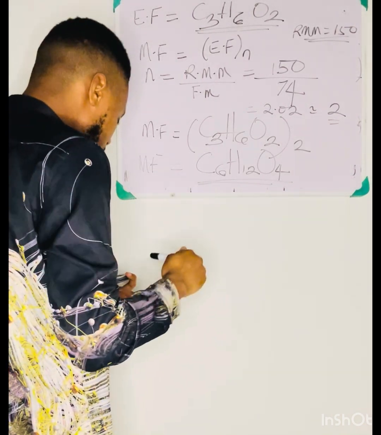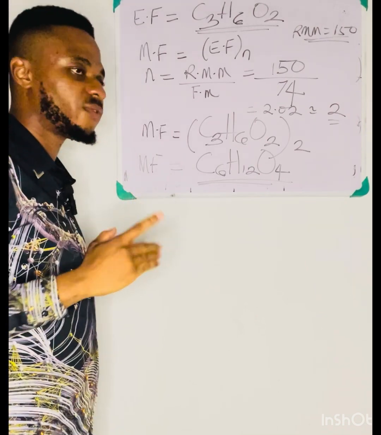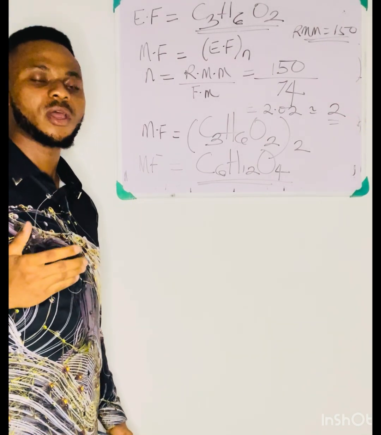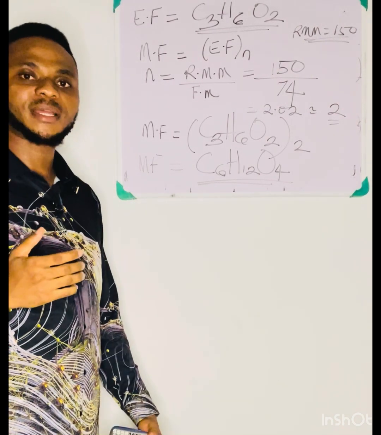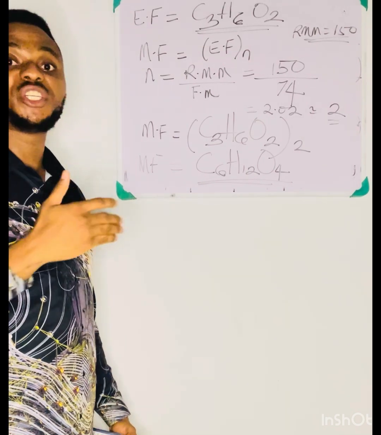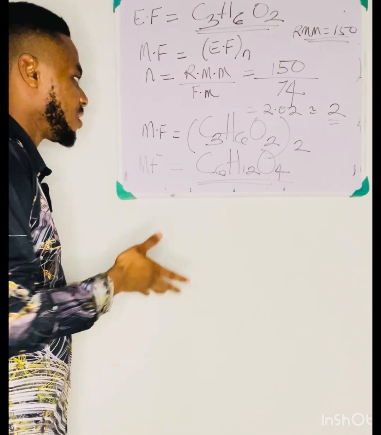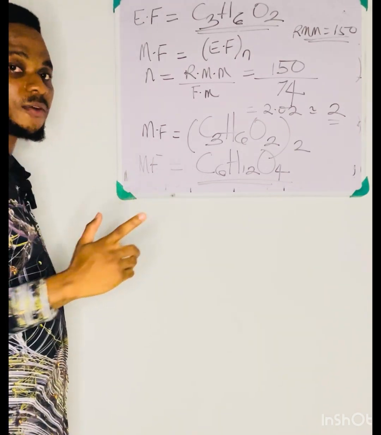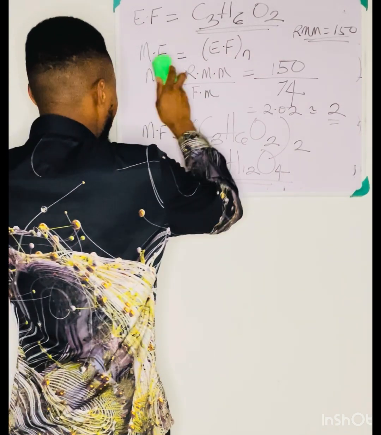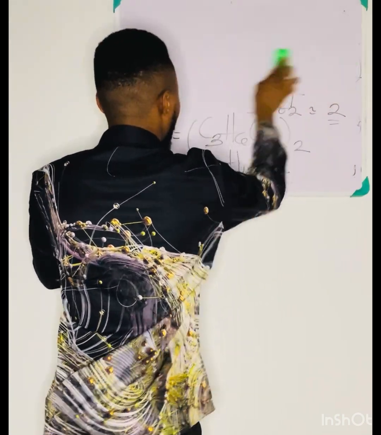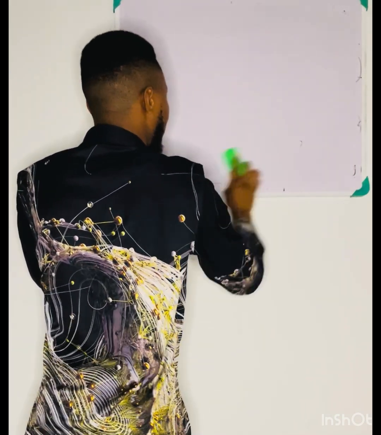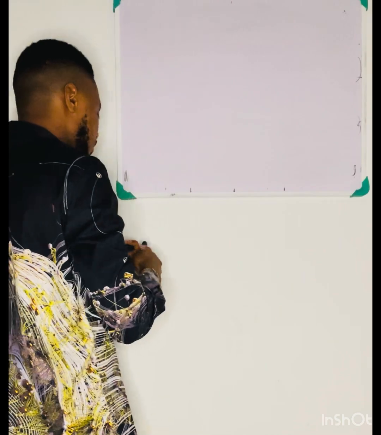Okay, so this is just one form of analysis. I'll give you more exercises on empirical and molecular formula that will help you to appreciate this better. Now we'll be looking at another thing. I believe you've written this down. You can pause it and write it. We're looking at another concept of analysis of organic compounds, and that is called index of hydrogen deficiency.